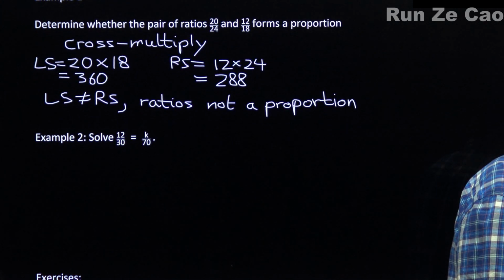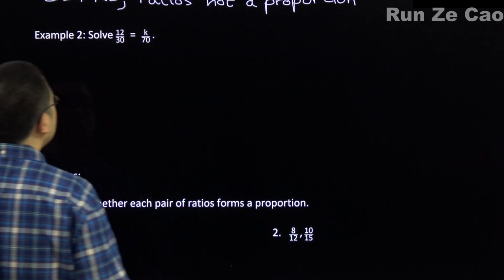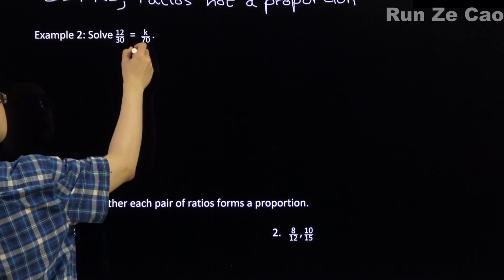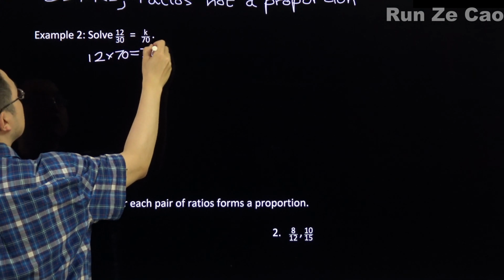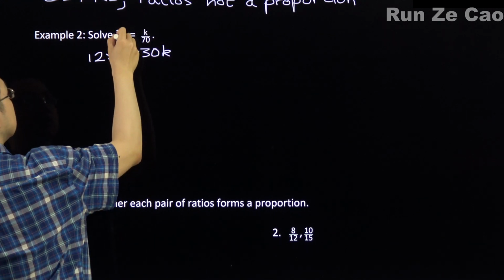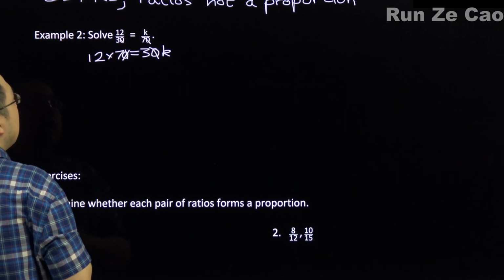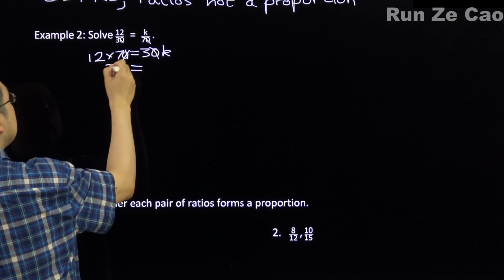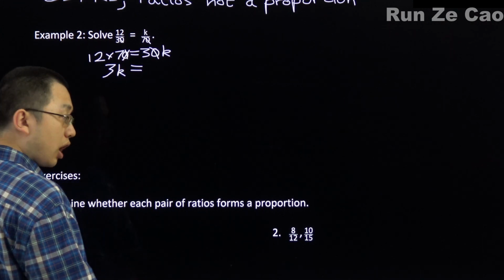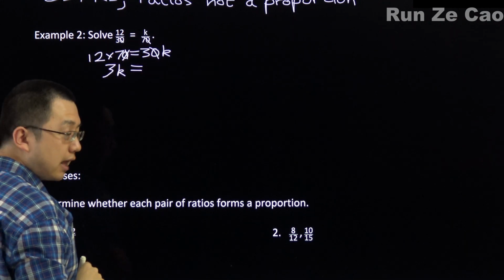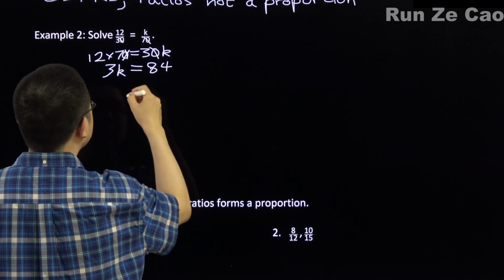Alright then, example 2. Solve 12/30 equals k/70. Well, you cross multiply, and you get 12 times 70 is equal to 30k. Right? Well, actually, you could have done a little bit of canceling before cross multiplying, so got rid of the zeros. And what do you get? You get 3k is equal to 12 times 7. You could also cancel the 3 and end up with just 4 times 7, but in this case we're just going to go right on ahead with that.